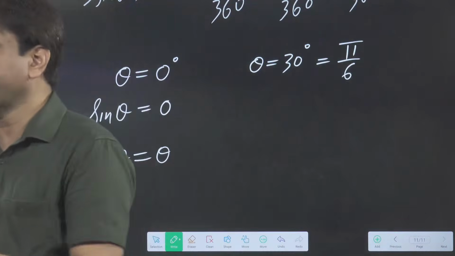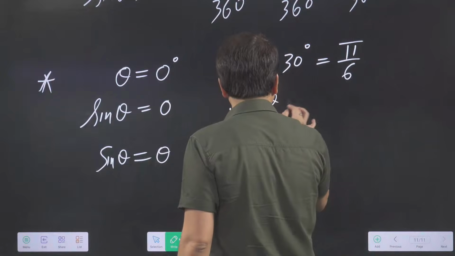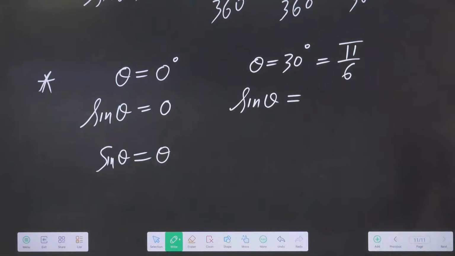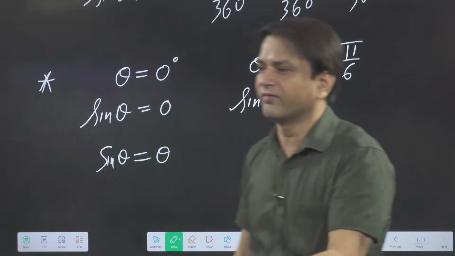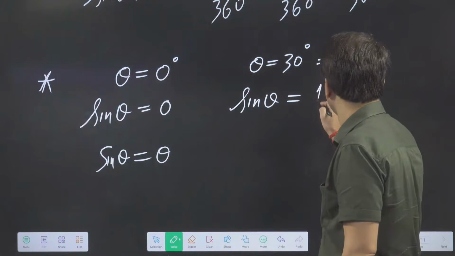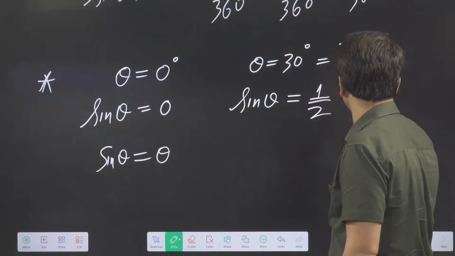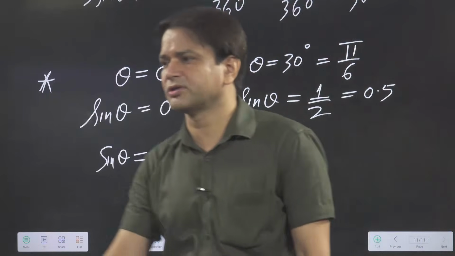So 30 degree is pi by 6 radian. If I am saying sine theta, what is the sine theta? Everybody knows sine 30 degree. Sine 30 degree, tell fast, what is the value? 1 by 2. That is equal to 0.5. Sine 30 degree is 1 by 2 or 0.5.